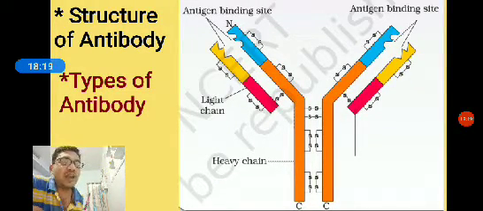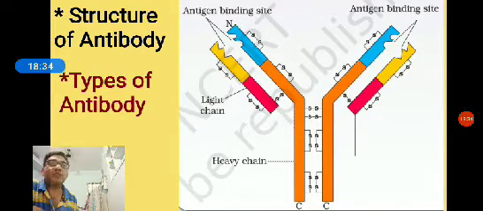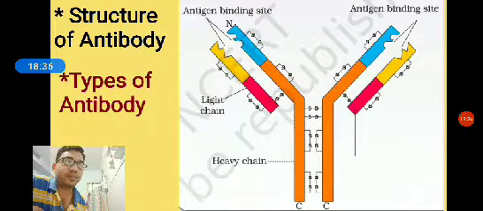Then IgM, it is physically the largest antibody. This IgM antibody is the very first to reach the infection. It is the first antibody to fight or defend against the antigen or infection. These are the types of antibody.